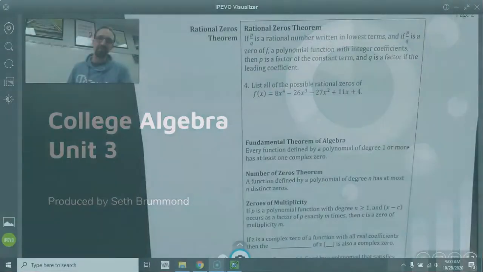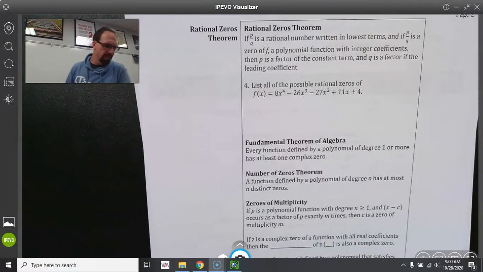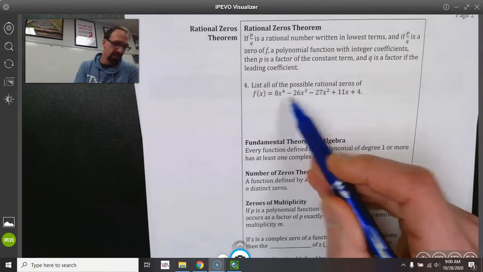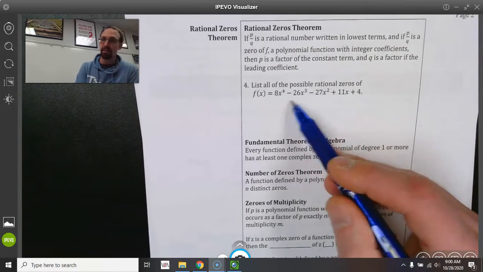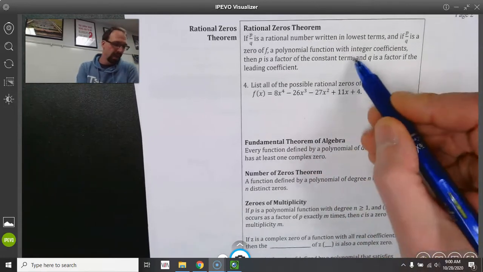This one talks about the rational zeros theorem. Rational zeros theorem is essentially a way to look at a polynomial and say these are the possible rational zeros. These aren't guaranteed, these are possible rational zeros. And we can do that because of some values that we know to be true for all polynomials that have integer coefficients. Notice that this example here has integer coefficients.